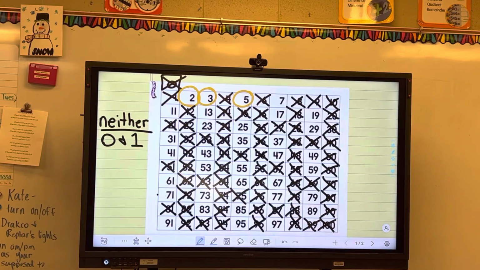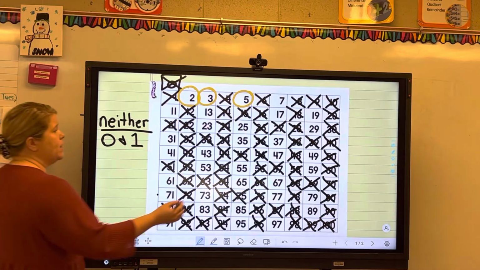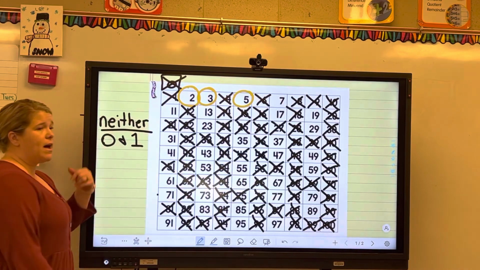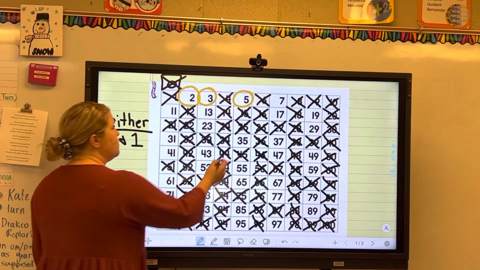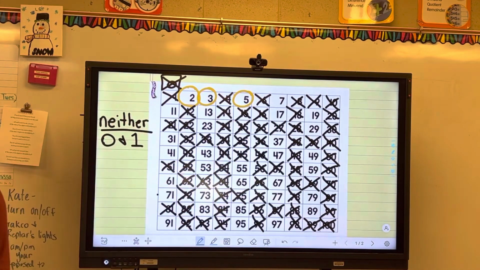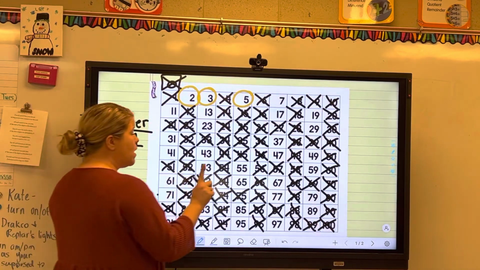So since we know 5 times 5, we can mark 25 out. It's composite. 35, what do you know? 7 times 5. It's composite. It doesn't matter if it has more. As long as you know 1, it's going to knock it out.